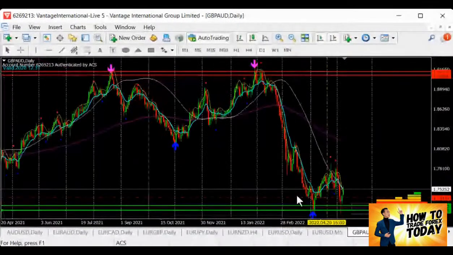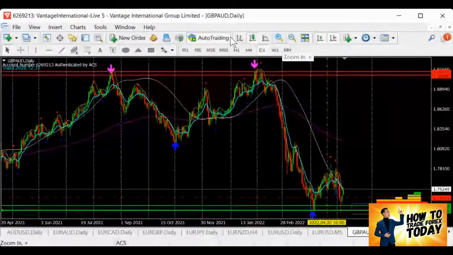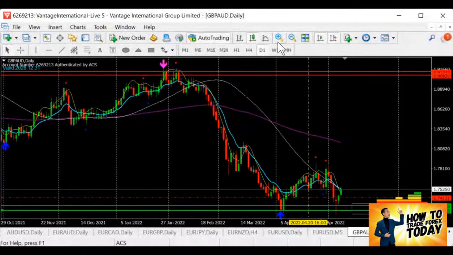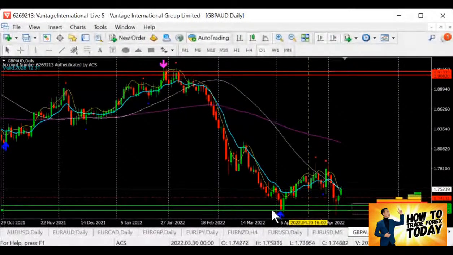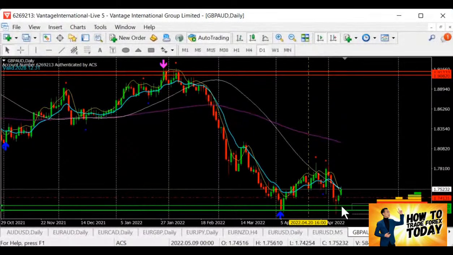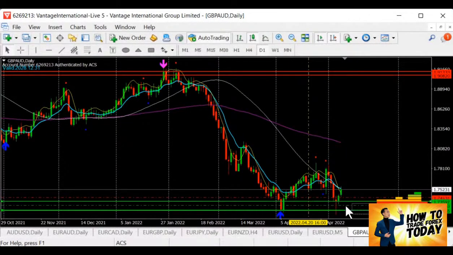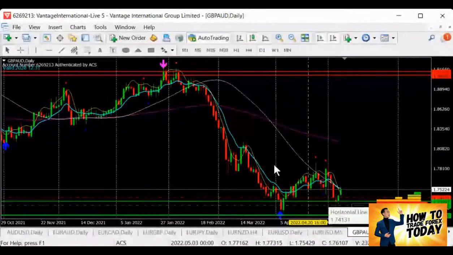How about Pound Aussie? Let's take a look at Pound Aussie. All right, Pound Aussie over here. Can you see that this is the bull zone, retested once, and now it bounced back? Correct? So in this situation where it starts to bounce back over here, as you can see, it has one rejection candle that tested this area, but it doesn't break down.